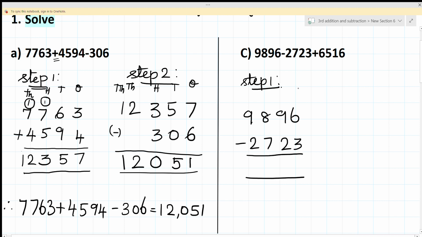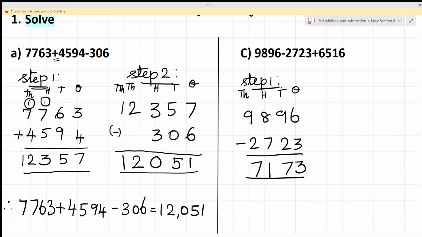Write down the place values first. Ones, tens, hundred and thousand. Ones place, 6 and 3 we have. It is 3. 9 minus 2, 7. 8 minus 7, 1. 9 minus 2, it is 7. So now we have a difference.